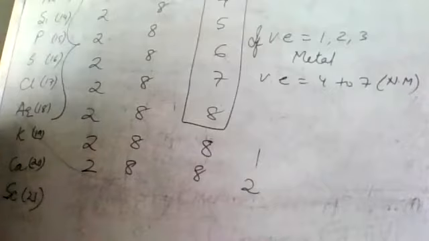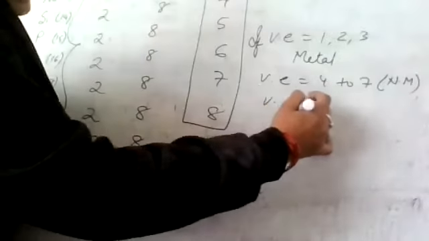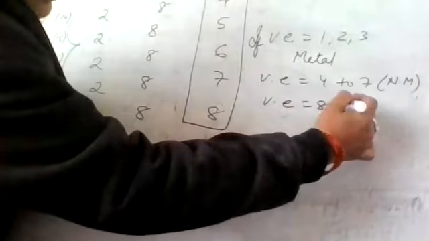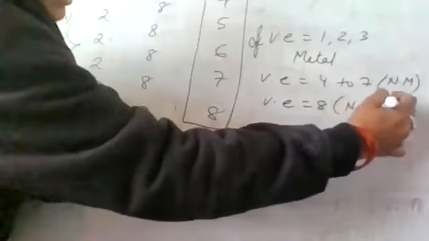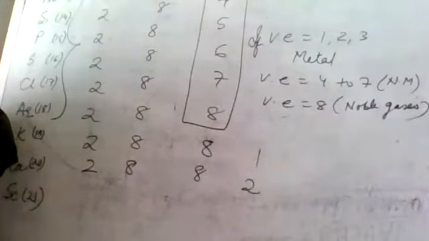Okay, fine or not? Yes, ma'am. Fine. If valence electron is 8, then they are what? They are noble gases. Yes. Are you noting the things?